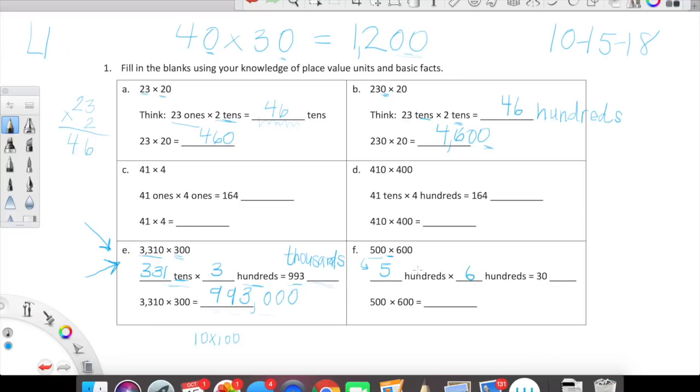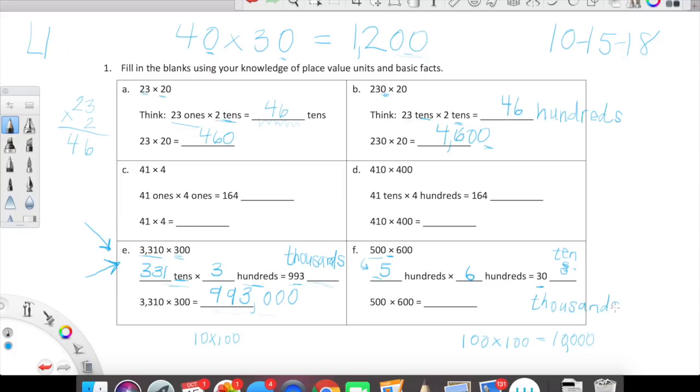And in our unit form, we're multiplying our digits. We have 5 times 6 is 30. That's been done for us. But now we need to figure out what our unit is. When we're multiplying 100 times 100, what we're going to end up with is 10,000. 100 copies of 100 is going to result in 10,000. So this is going to be 30 10,000s.